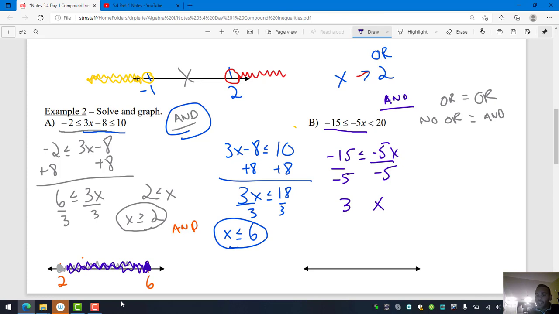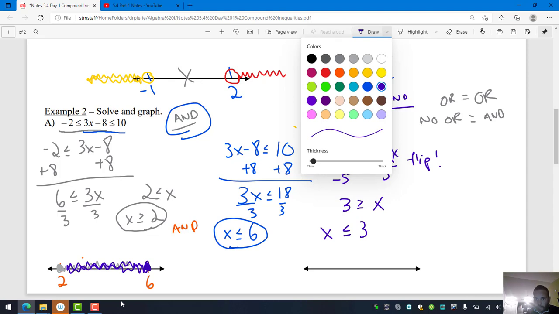But remember, whenever I divide or multiply by a negative, what do I need to do? I need to flip the sign. Flip, because I divided by negative 5. So instead of opening up to the right, I'm going to now change it to opening up to the left. When I write this in the right order with x written first, I'll have x, the alligator is eating the 3, should be less than or equal to positive 3. Okay, so that's the first one.